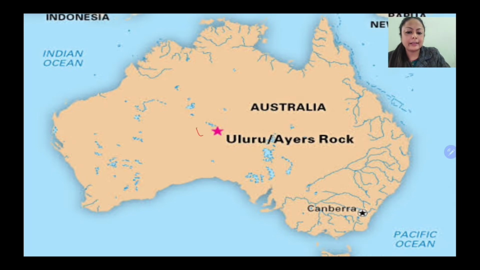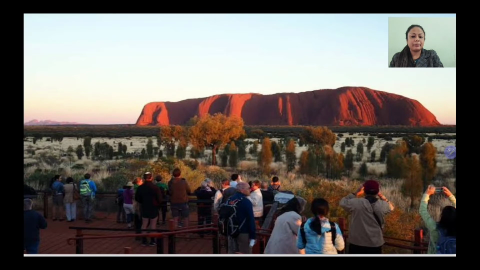So this is the location of Ayers Rock in the Western Plateau of Australia. So this is the map. Let's look at the picture. So this is the Ayers Rock. This is the world's largest monolith, means it's a single rock, and there are certain drawings, we can say carvings on it, which are made by the Aborigines, and this is a very important tourist spot of Australia.